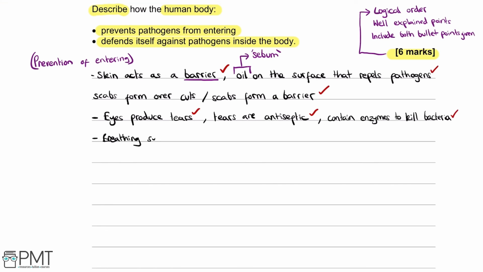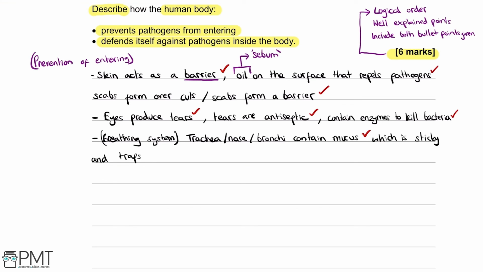Then there are marks available for you talking about your breathing system, so all to do with your nose and your trachea and your bronchi. And what you can say about these is that they contain mucus. Mucus is a sticky substance which will trap the pathogen and stop it from going all the way into your body. The mucus is then carried away by the cilia, so that can be carried back up so that you can spit it out, or it will go down into the stomach to be dealt with by the hydrochloric acid. And the term cilia is just referring to all these small hairs that line your air passages, so your nose and your trachea and so on.